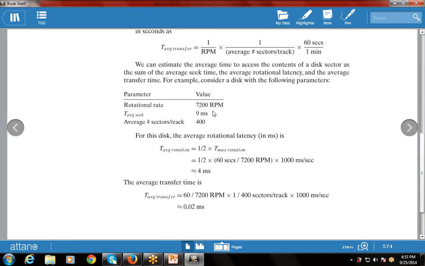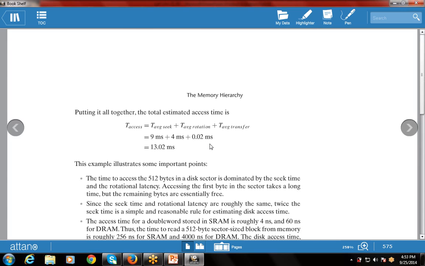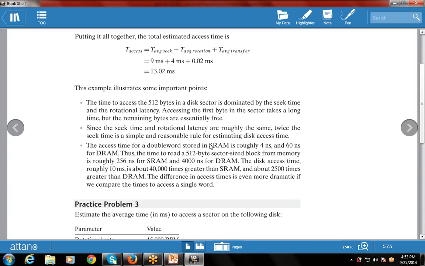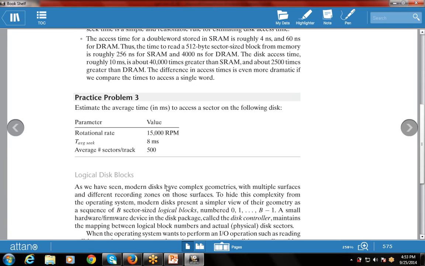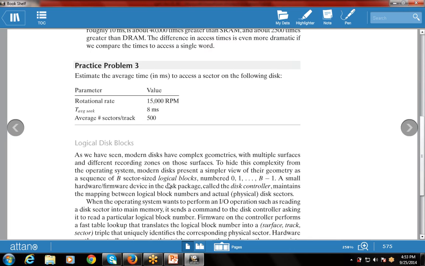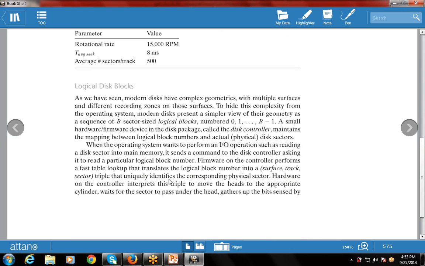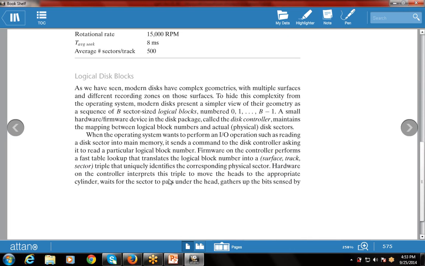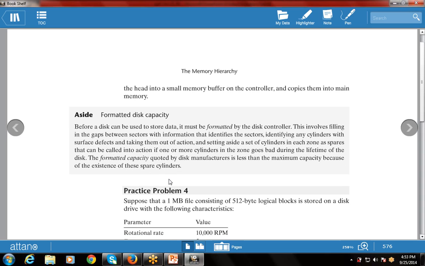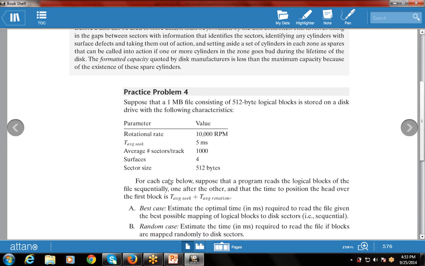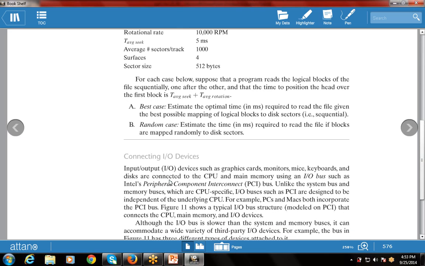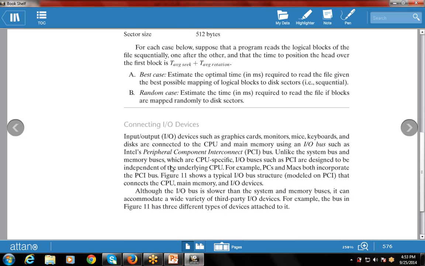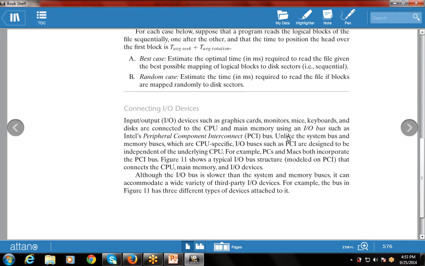This is the same example as we have discussed. This is another example you have to do on your own. Then logical disk blocks. This is an example. Then how to connect with the input-output devices. We have discussed with the help of PPTs. That is, there is a device.